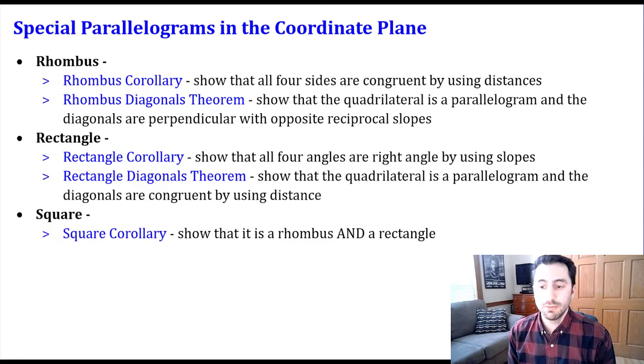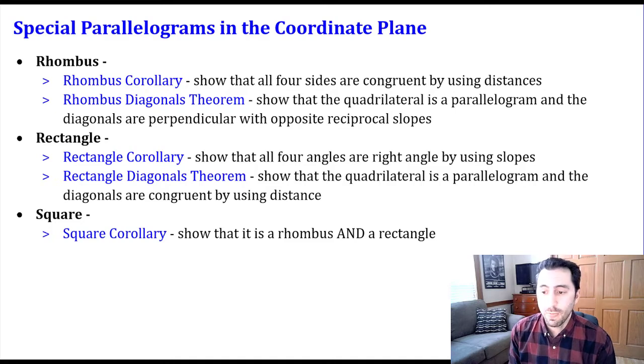For a rectangle, we can use the rectangle corollary, which says that a rectangle has four right angles. In this case, I could do this with the slope as well. I could find the slope of all four sides of my quadrilateral, and if we have those two pairs of opposite reciprocals, that's going to give us four right angles, which is going to give us a rectangle.